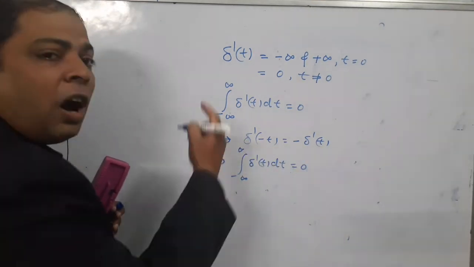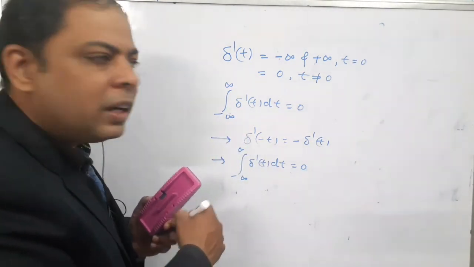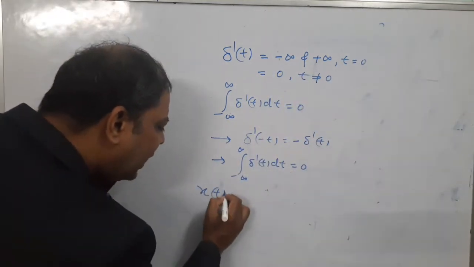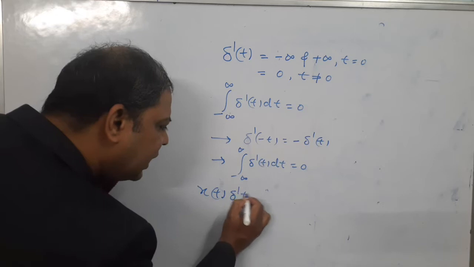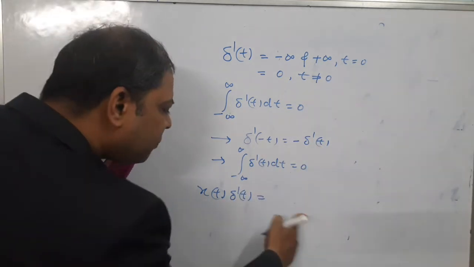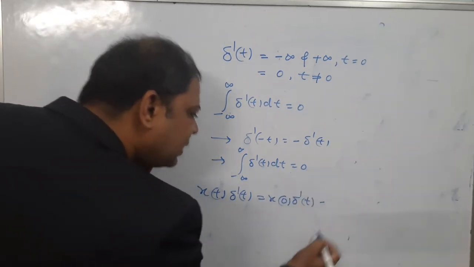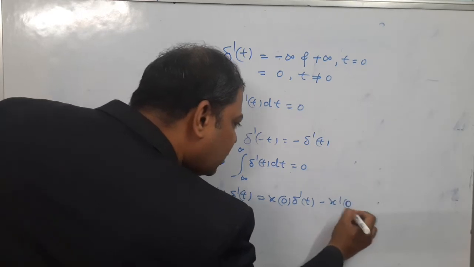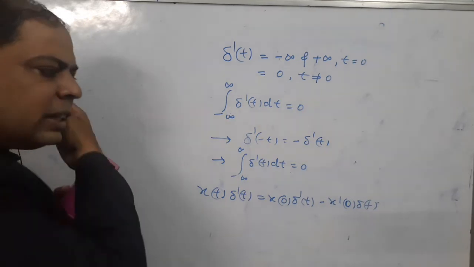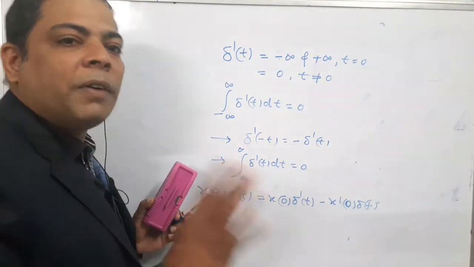This is the second property. The other property I have discussed is the product property, which is very important. Suppose you have a signal xt and you multiply this xt with del dash t, what result do you get? It is x of 0 del dash t minus x dash 0 del t. This is the product rule, or the product property, of del dash t, the doublet function.